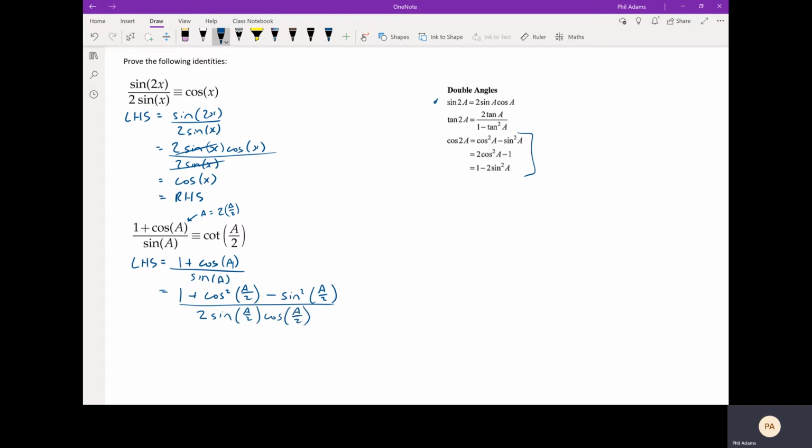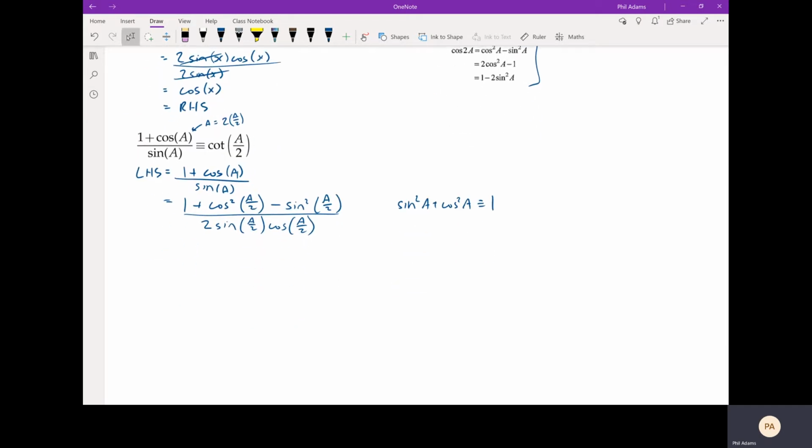That does not look that friendly, but this is where you can get a bit tricky. We know that sine squared of an angle plus cosine squared of an angle will always equal 1. That's one of those first identities that we learnt. So we can replace that 1 out the front with that. So we'll have sine squared of A over 2 plus cosine squared of A over 2, and then we've got the rest of that top line, cosine squared of A over 2. I know that's a bit of a mouthful, but we're getting there. And then the bottom line.